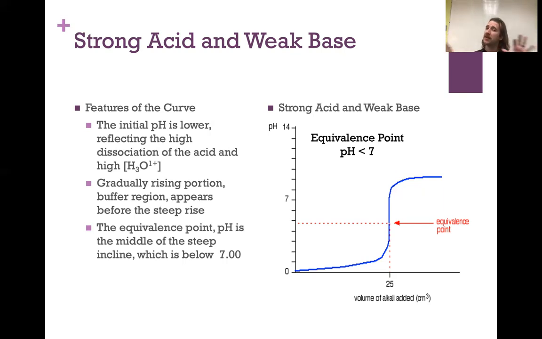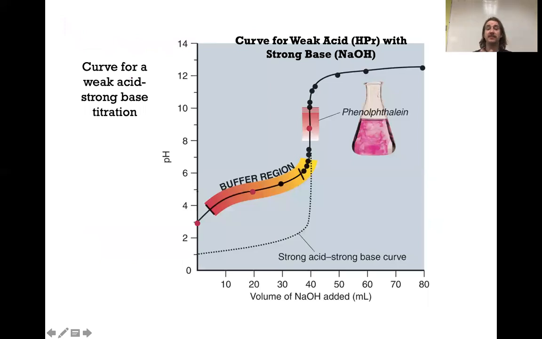So these are things to look for when you're looking at these graphs, to key you in on what types of substances we reacted to give us the results we're seeing. If we want to look at some actual examples here, we're highlighting the different regions. If it was a strong acid, strong base, our curve would start way lower and we'd have a much steeper region where our equivalence occurs. And we'd see a gradual increase all the way along.